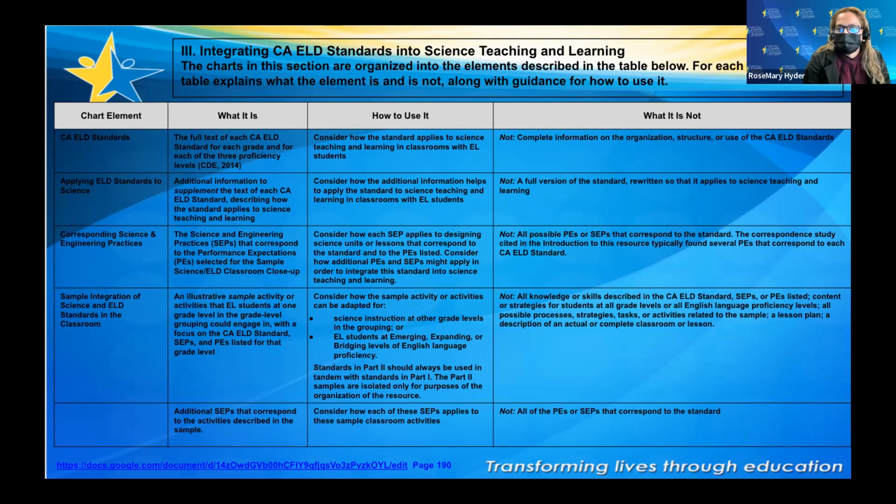Let me move our faces out of the way. Okay, so it's not complete information on the organization, structure or use of the ELD standards, right? And then the application of ELD standards to science, additional information. So we're focusing on the language objectives, but using the content standards, right? So you are able to create a language objective. You're not rewriting the science standard. Mm-hmm. Right.